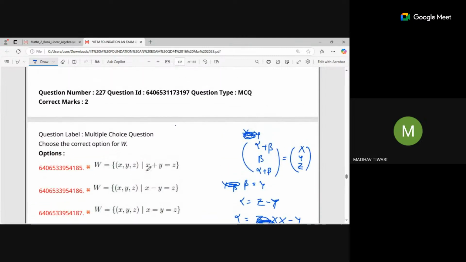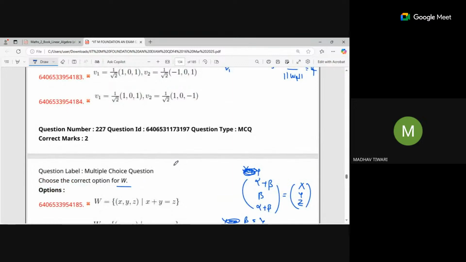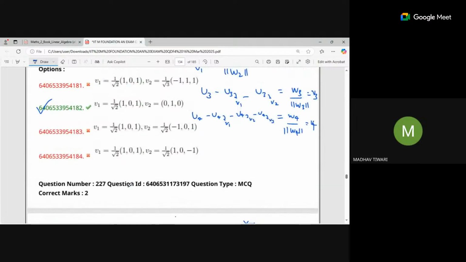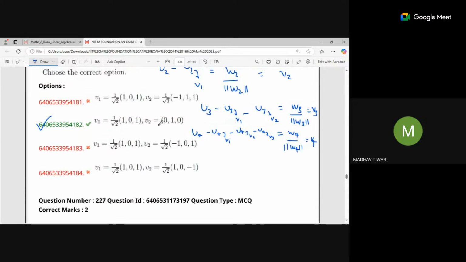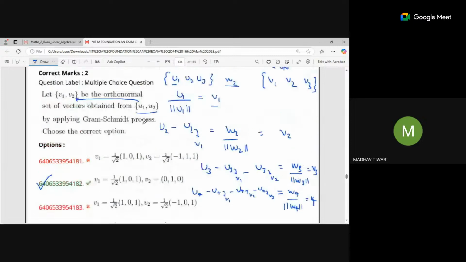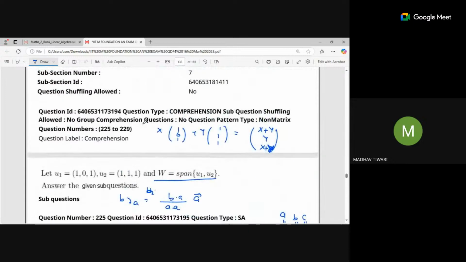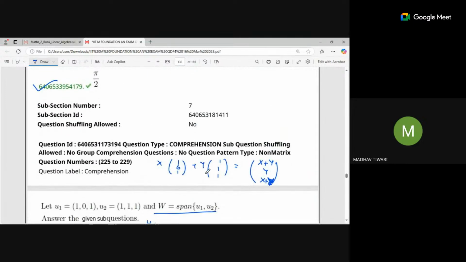Or you can say that you know that W perpendicular I need to find out. Another method I am telling is that W perpendicular will be the null space of W, right? So I have these two vectors. If I find any vector perpendicular to both of them, suppose my vector is x, y, z. If I do the dot product with this one, I will get x plus z equals 0. And from here, I got x plus y plus z is equal to 0.